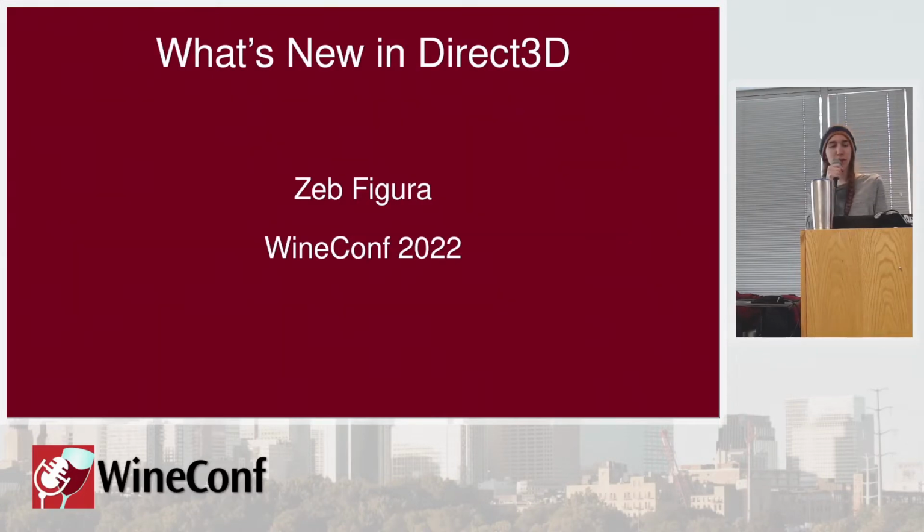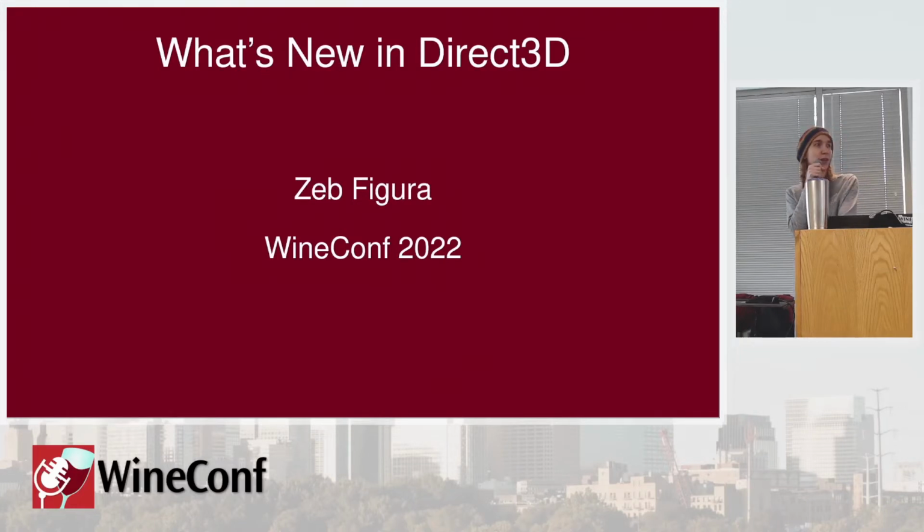I'm here to talk about the progress we've made in Direct3D since the last WineConf talk 3 years ago in 2019. As you can imagine, for 3 years, we've had a lot of progress. And I'd just like to summarize and touch on some of the biggest new developments. Obviously, for a 30-minute talk, I can't talk about everything, so I'll just talk about the biggest things, and for everything else, you can refer to the change logs and the release notes.